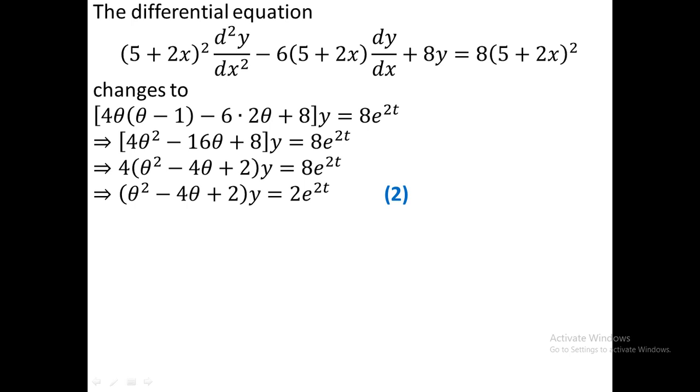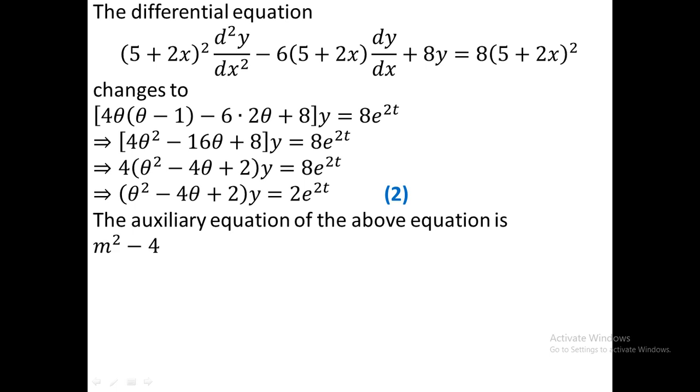Okay, this is a linear differential equation with constant coefficients. This type of differential equation has two parts. One is the complementary function, another is the particular integral. To find the complementary function, at first we have to find the auxiliary equation. The auxiliary equation of the above equation is m² − 4m + 2 = 0. Just put m in the place of θ.